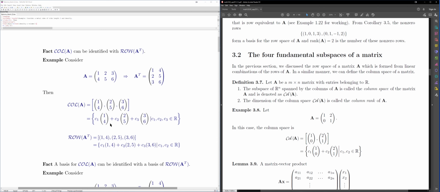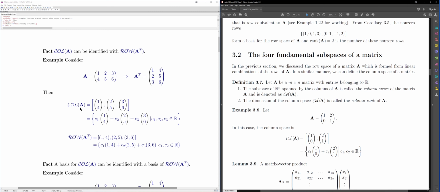A more precise way to say that they're basically the same thing is that these are isomorphic as vector spaces, which means that you can get a map going from the column space of A to the row space of A transpose that is one-to-one and onto, and that preserves the operations, the vector addition and the scalar multiplication. The map, in this case, to identify the column space of A with the row space of A transpose, is that you take this column over here and just convert it into a row vector. That's the map.